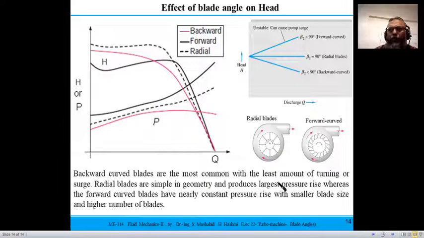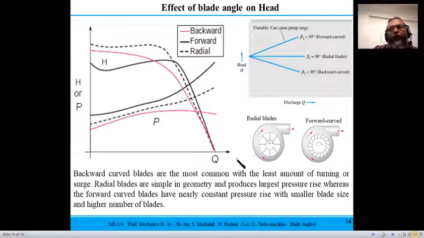And backward curve blades are the most common, and they have the least amount of change, or turning, of the head, which is responsible for the surge. From a construction point of view, radial blades are somewhat easier to produce in geometry, but they have a high pressure rise. Whereas forward curve blades have nearly constant pressure rise with smaller blade size and a high number of blades. So if you are using forward curve blades, you need to take more blades. Then we could have some nearly constant pressure rise.